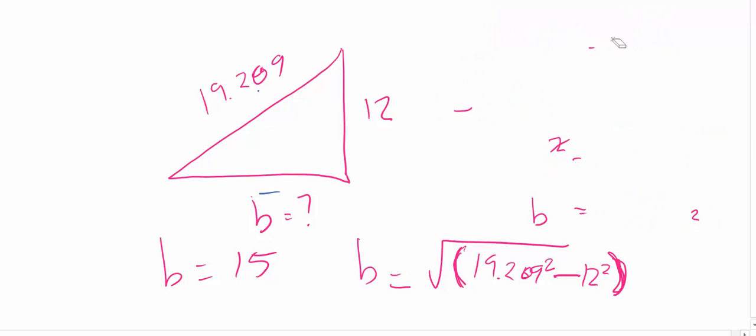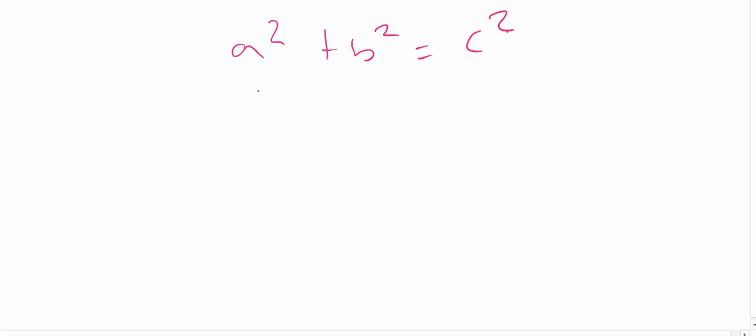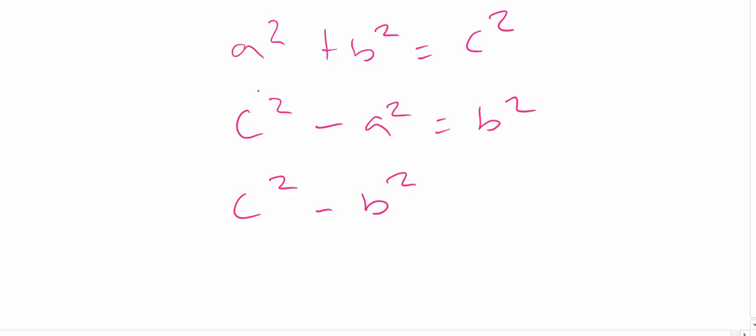Basically, the three formulas we're going to get out of the Pythagorean theorem are the original one, A squared plus B squared is equal to C squared, then C squared minus A squared is equal to B squared, and C squared minus B squared is equal to A squared. Obviously we would have to isolate those by taking the root. That's our formula that we can use to find any unknown side if we have two sides.